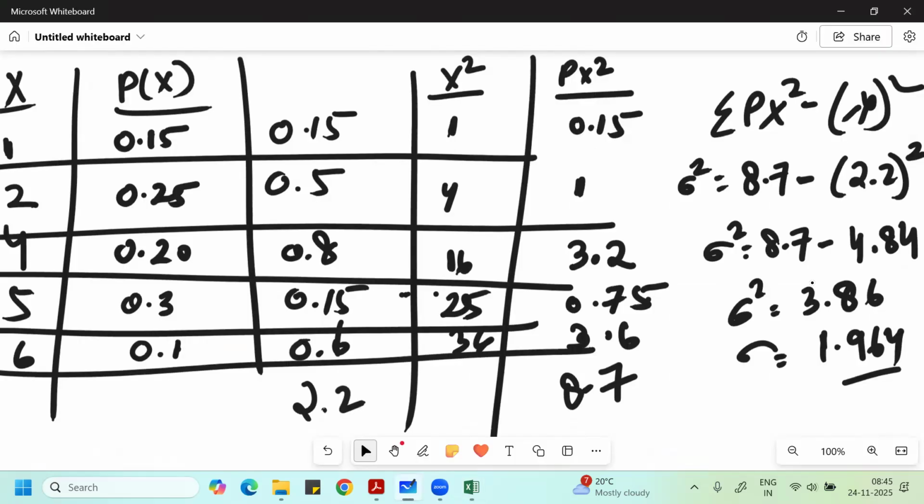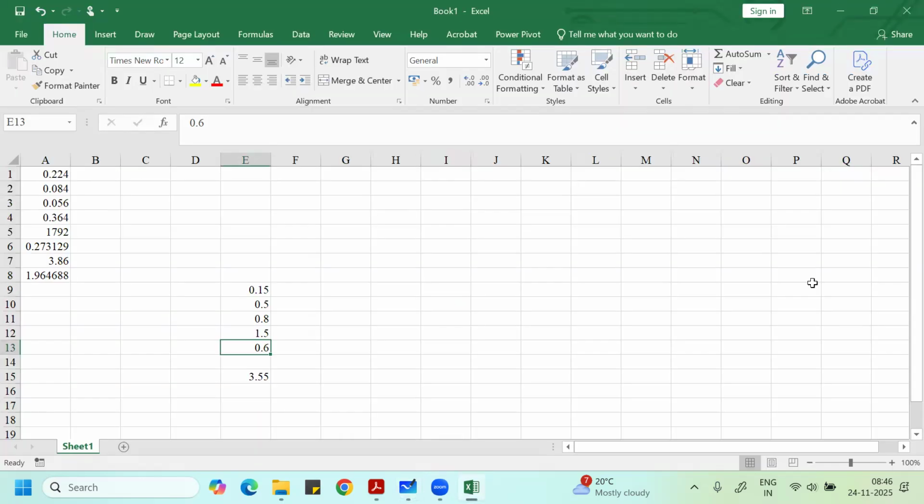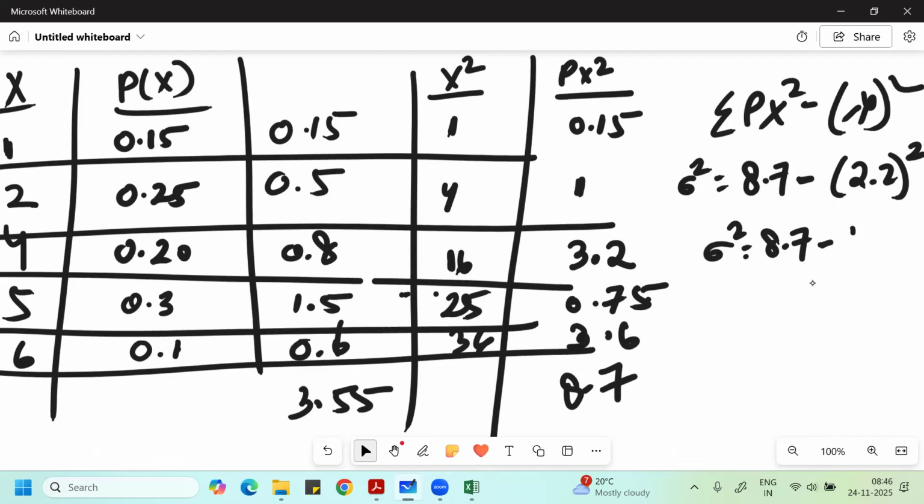It is 1.5. 5 into 0.3 is 1.5, not 0.15. So the sum you will get is 3.55. Now if I do 3.55 squared, I get 12.6025.